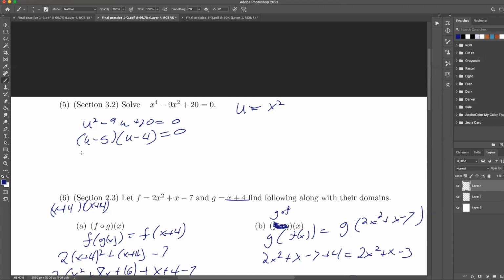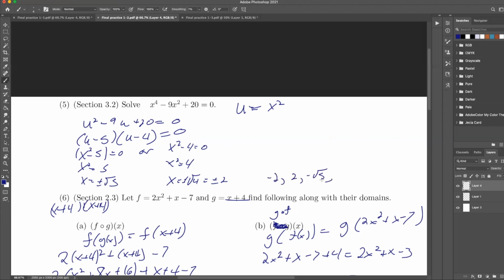Now from here, we can plug back in our x. So we have x squared minus 5 is equal to 0, or x squared minus 4 is equal to 0. That means x squared equals 5, or x squared is equal to 4. That means x is equal to plus or minus square root of 5. We have x is equal to plus or minus square root of 4, which of course is just plus or minus 2. The way you need to type it into your computer, you'll type in minus 2, 2, minus square root 5, square root 5, with commas in between them.